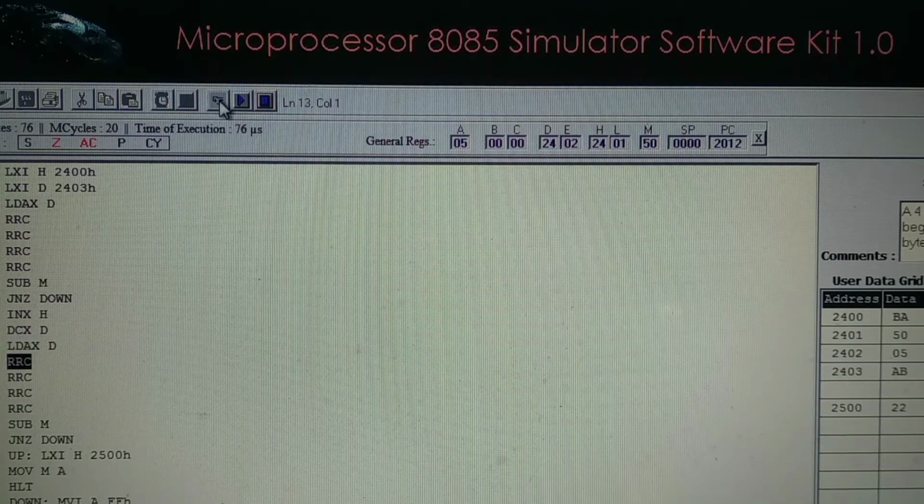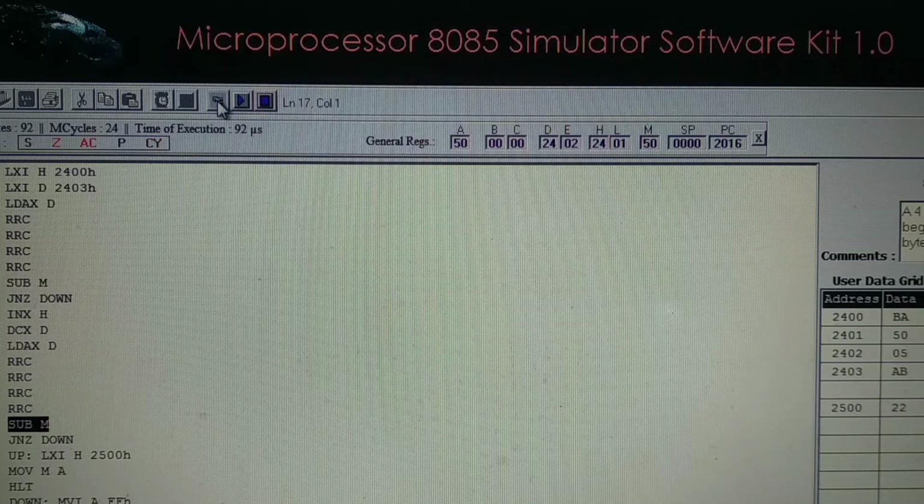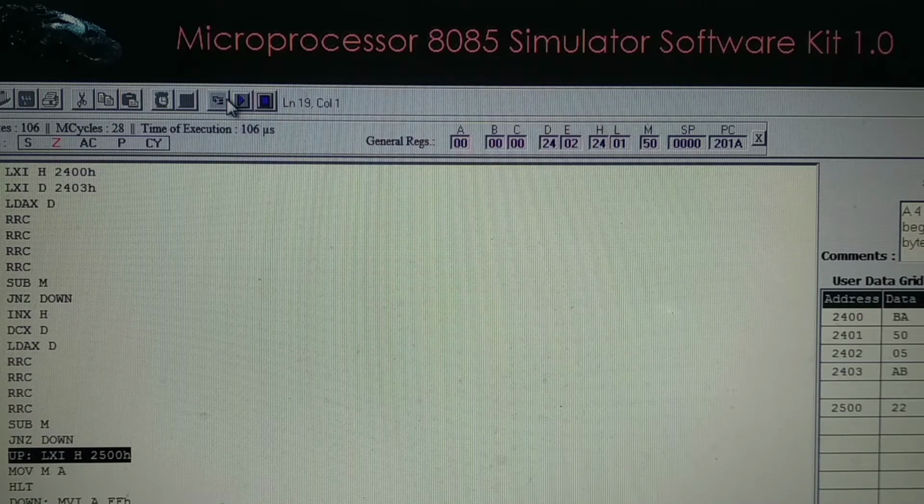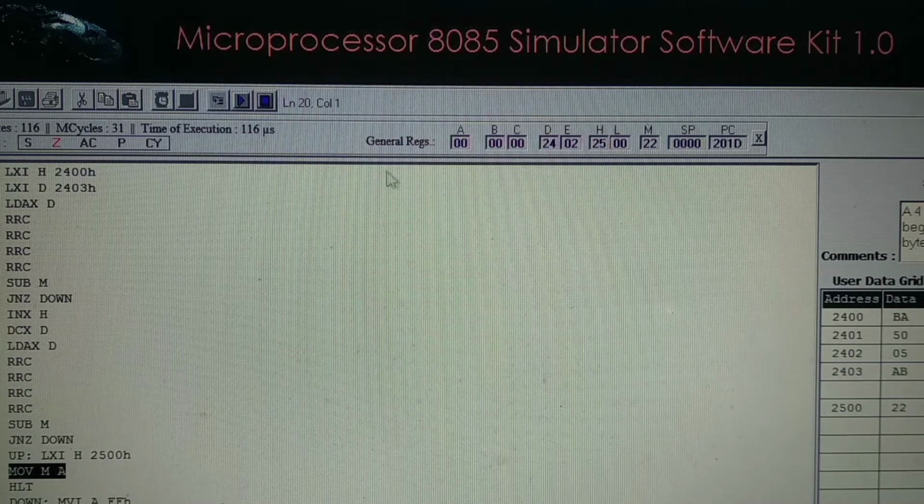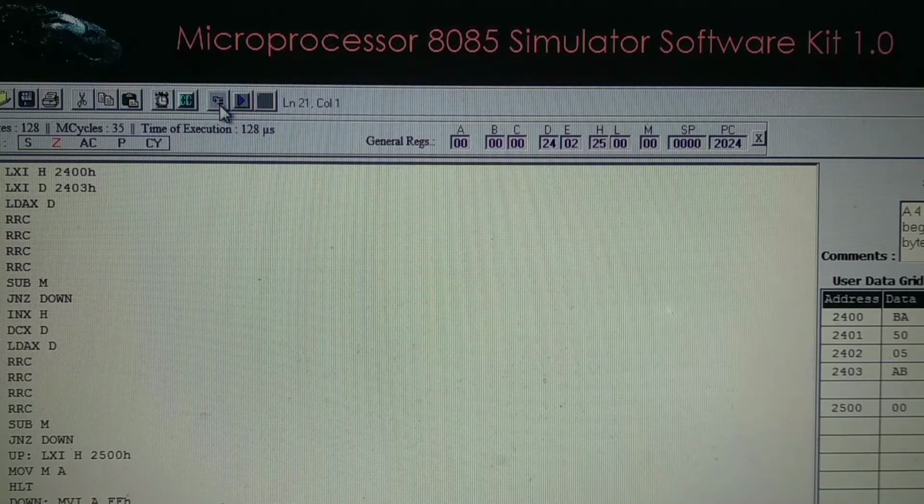2402. Next, bring the number 05 with the help of LDAX, that means from 2402. Rotate it 4 times, RRC, digit position gets exchanged. Subtract them, you get the answer 0. If not 0, then jump. Otherwise, program continues sequentially. LXI H2500, move the contents of accumulator to memory. That is, to the memory, you will get here 0, 0, and execution of program stops.